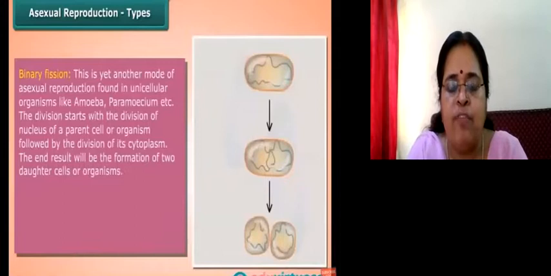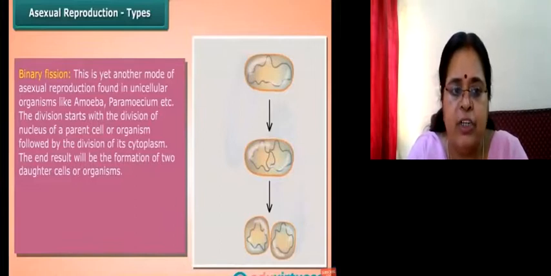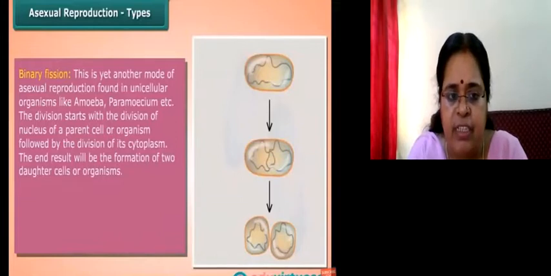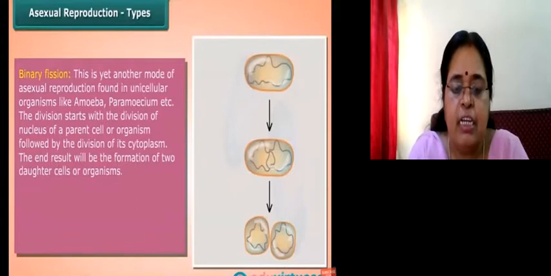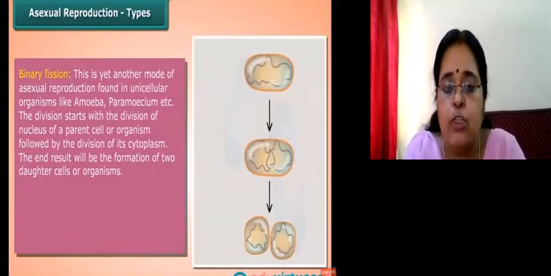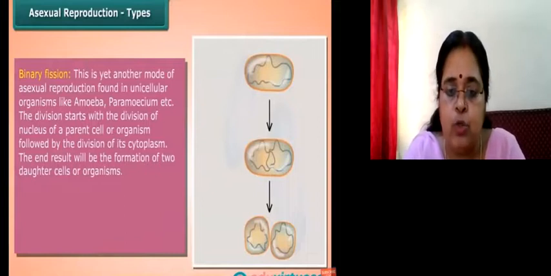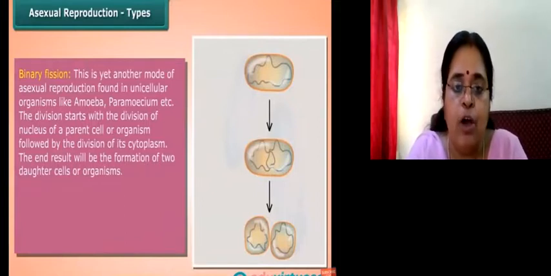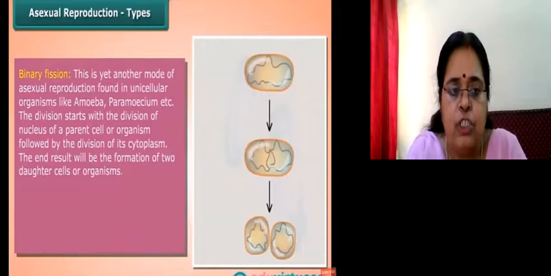Similarly, another form of asexual reproduction is binary fission, as it is seen in amoeba, paramecium, etc. Here also, the nucleus of the parent starts dividing first, and then the cytoplasm divides, and the end result is that two daughter cells or two organisms are formed. So this is called binary fission because two organisms are formed, as is found in amoeba, paramecium, etc.